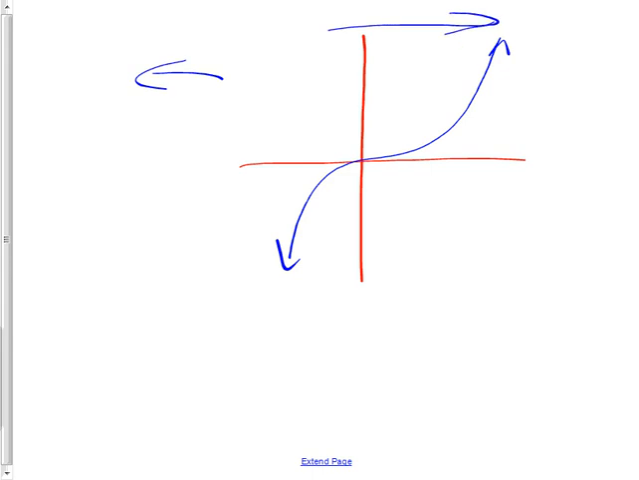How about its range? Not zero, it goes lower than zero. Negative infinity to positive infinity. So its domain and range are unlimited. Yes, ma'am.